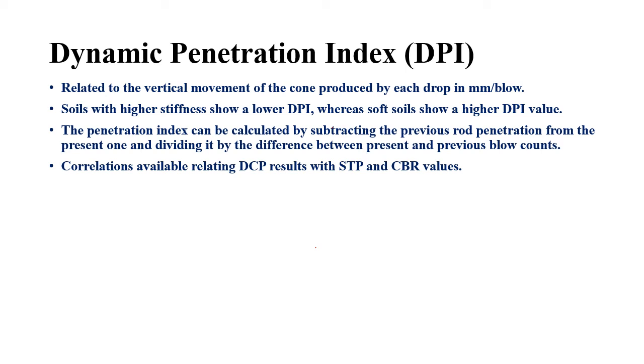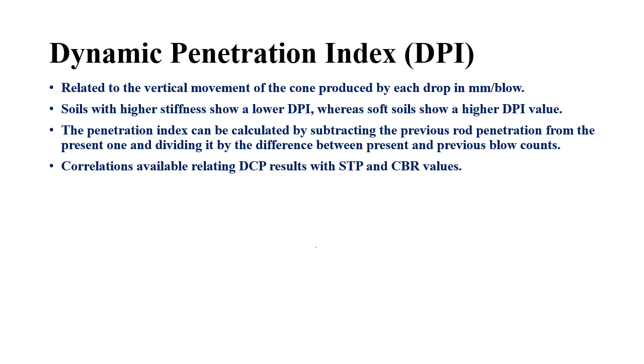Okay, so this index is calculated by subtracting the previous rod penetration from the present one and dividing it by the difference between the present and previous blow counts. Okay. So this is how DPI is calculated, and this DPI also gives an indication of the type of soils into which you have penetrated your cone. Okay, so basically soils with higher stiffness show a lower DPI, whereas soft soils will show a higher DPI value.